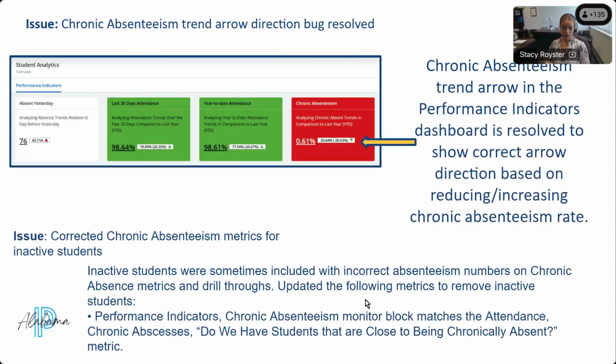A bug fix that they did fix was with the biggest update that we had last year, when they introduced these new indicators to let you know if your rates were trending upward or downward based on the same amount of time last year so that you could do comparisons. And they found a bug in the chronic absenteeism rate on the overall performance indicator overview page where it would sometimes point in the wrong direction. That has now been corrected. So if any of y'all ever noticed that that arrow was pointed incorrectly, if you actually went down, which was a good thing for chronic absenteeism, it is now corrected and will point in the correct direction.